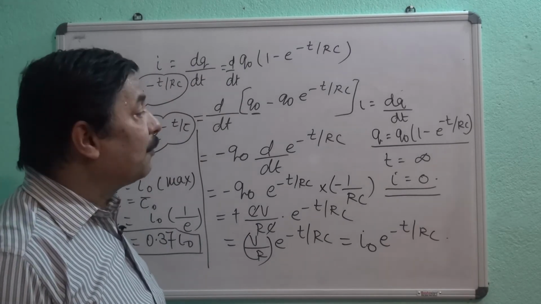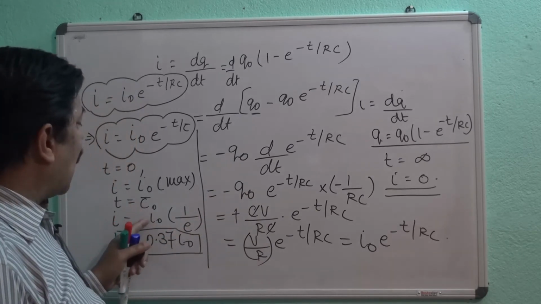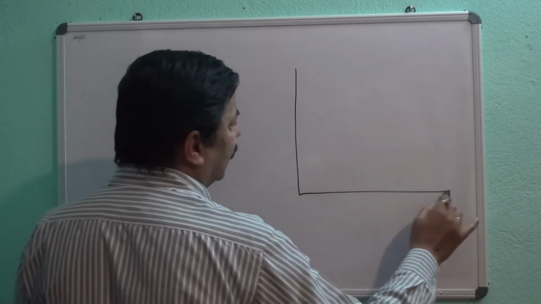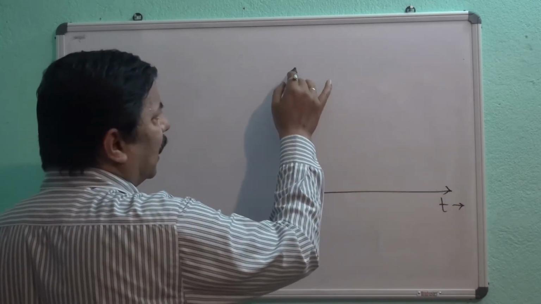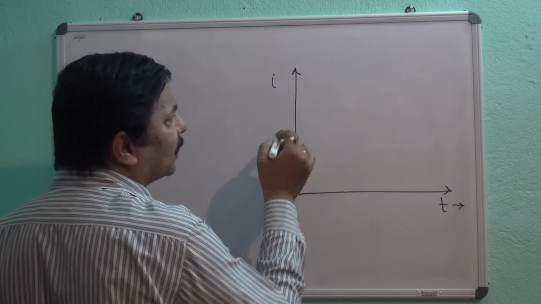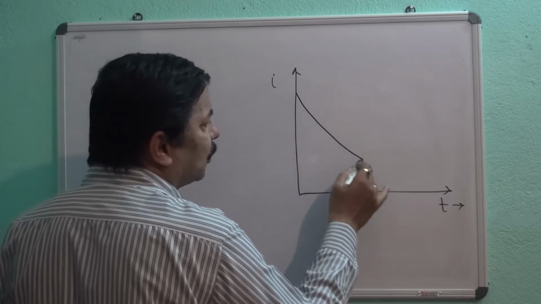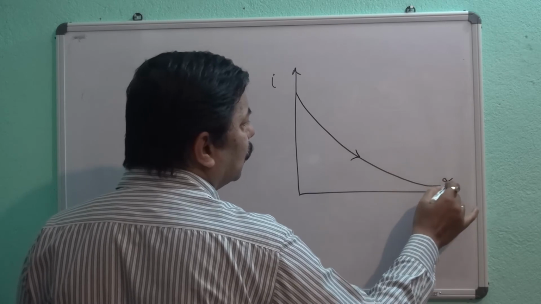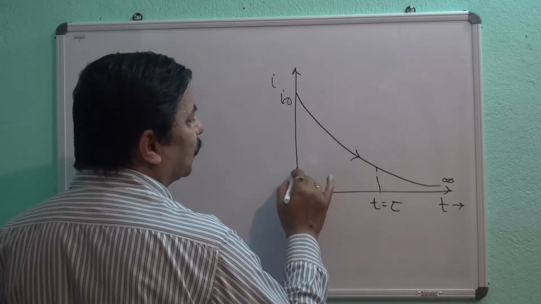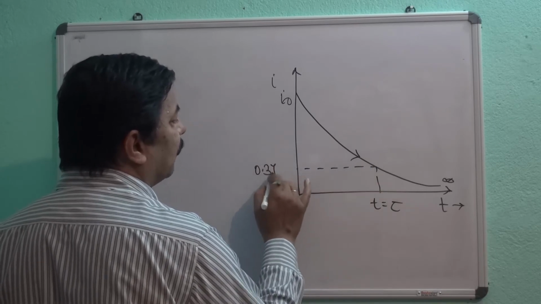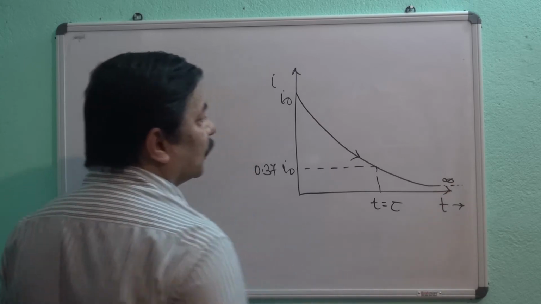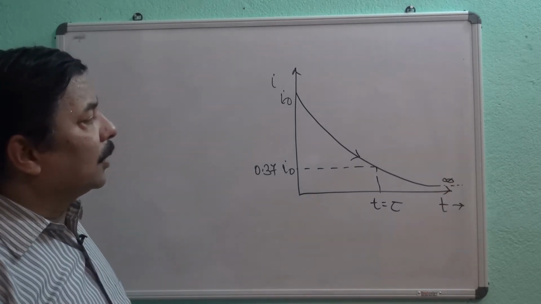Now we will try to see the graph of this relation, I is equal to I naught e to the power minus t by tau. Here we are taking time on the x-axis and current on the y-axis. Initially the current is maximum, I naught, and it has an exponential relation in this way. At t equal to tau, the value becomes 0.37 I naught. The curve meets the axis only at infinity, so it will take infinite time to make the current 0.